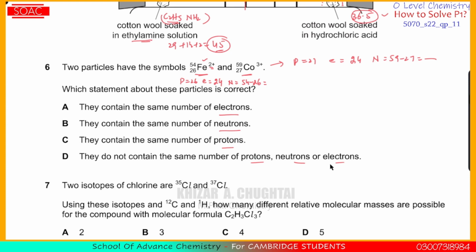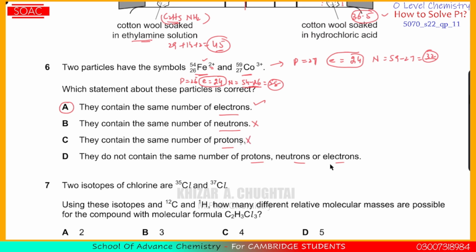Now come toward the options. They contain the same number of electrons. Yes, it is true. Both have the same electrons, 24 and 24. So the first option is the correct option. However, let me check the other options. They contain the same number of neutrons. No, here the number of neutrons in this case is equal to 28, right? And in this case, the number of neutrons is equal to 32. So the number of neutrons is not equal, and so it is incorrect. They contain the same number of protons. No, one has 27 and the other has 26.